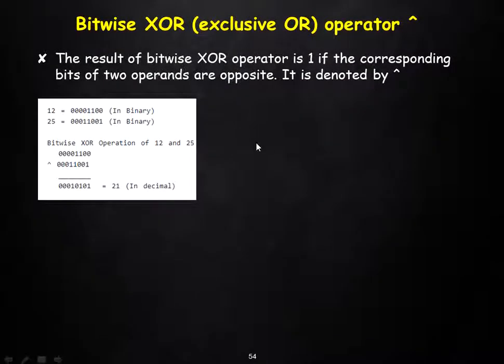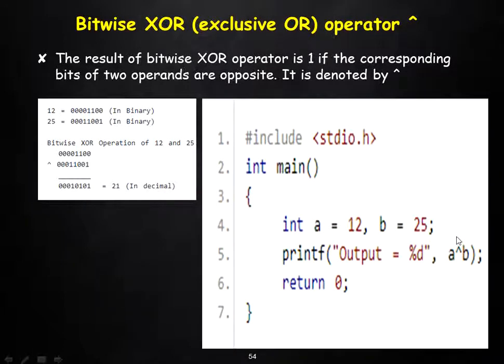Next is the XOR. Now here the answer will be 1 every time you have the corresponding bits opposite. So if they are alike, it's going to be 0. If they are unlike, that is 0, 1, then your answer will be 1. So here 12 is again written in binary and 25 is again written in binary. Corresponding partners are checked. If the corresponding partners are unlike, so this is 1 and this is 0, then the answer will be 1. If the corresponding partners are alike, then the answer will be 0. So that's how we get the XOR operation. So you have to perform it in this manner.